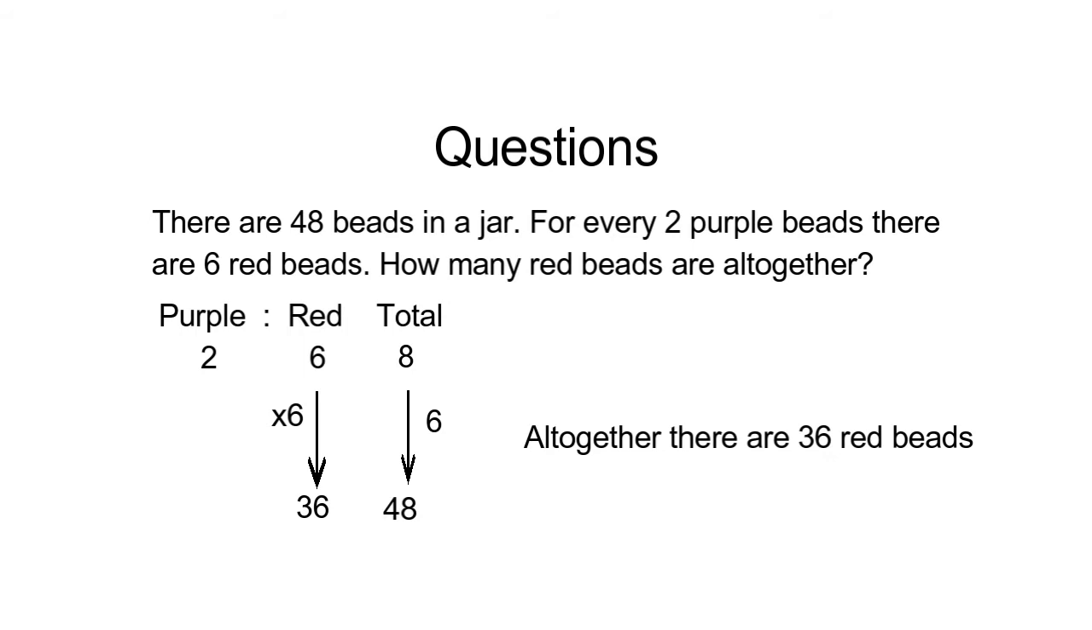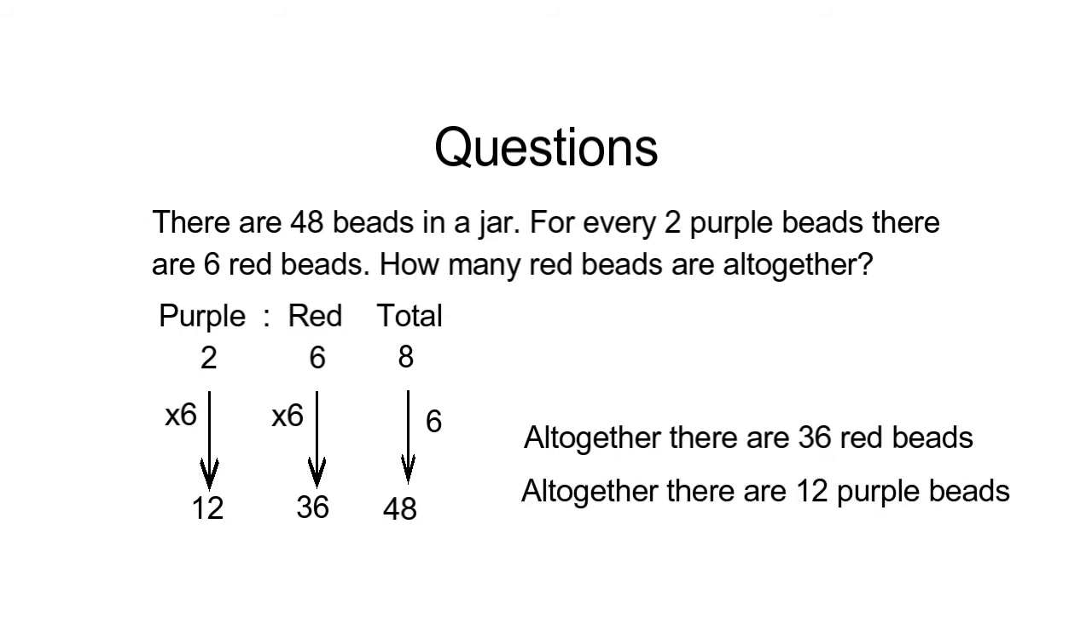In the same way we can find the purple beads. That is, we multiply by 6. So if we multiply 2 by 6, we get 12. That is, altogether there are 12 purple beads.